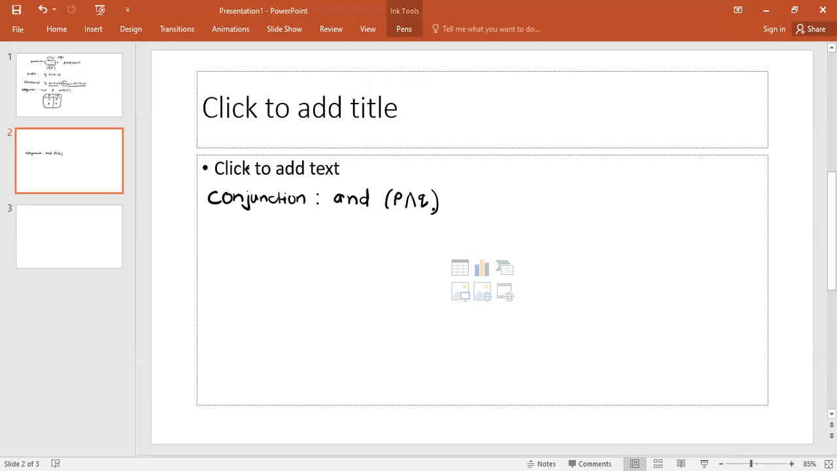This is the conjunction symbol. Okay, P: Sunday is a holiday. Q: Every day I study for at least 4 hours. So P conjunction Q will be: Sunday is a holiday and every day I study for at least 4 hours. So it is connected using the word and.